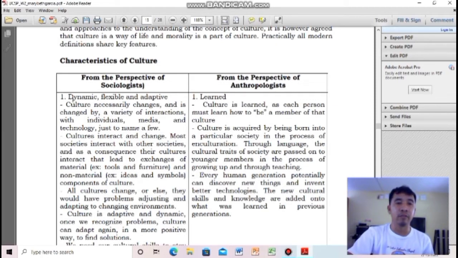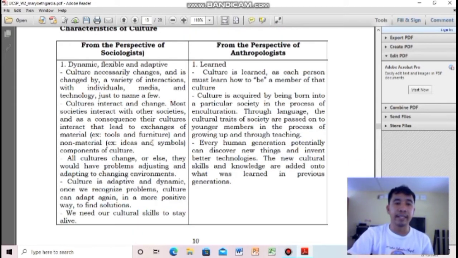It is said that culture changes. That's why it becomes dynamic, flexible, and adaptive. Culture is adaptive and dynamic. Once we recognize problems, culture can adapt again in some positive way to find solutions. When there are certain situations or instances that we face, we tend to find solutions and to devise ways. So in that way, culture becomes dynamic, flexible, and adaptive.